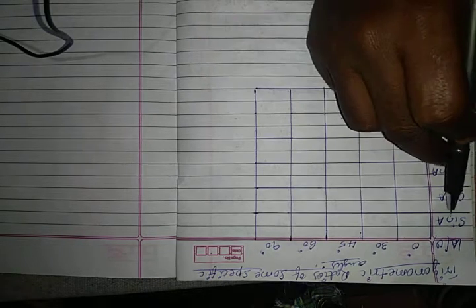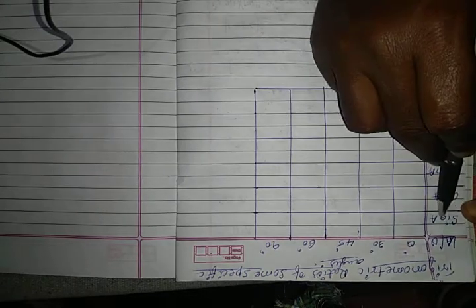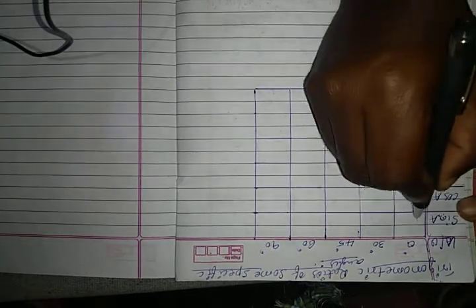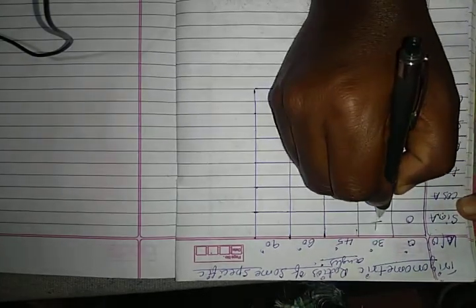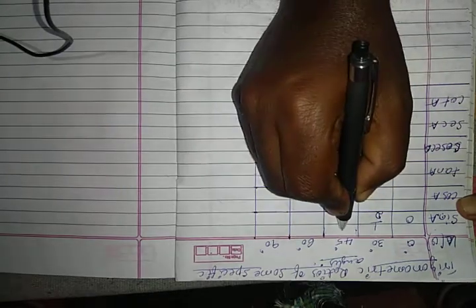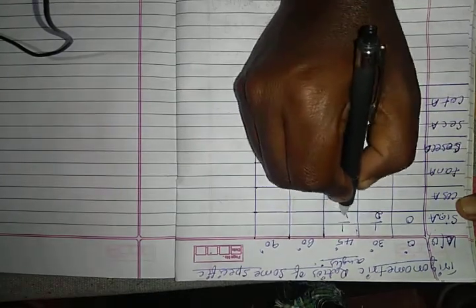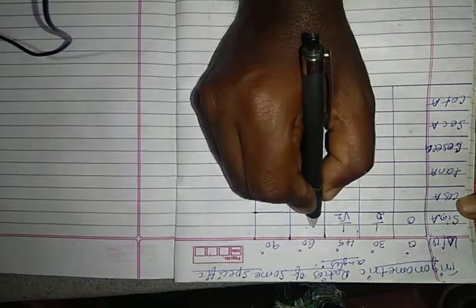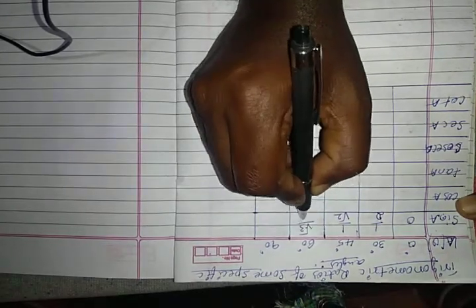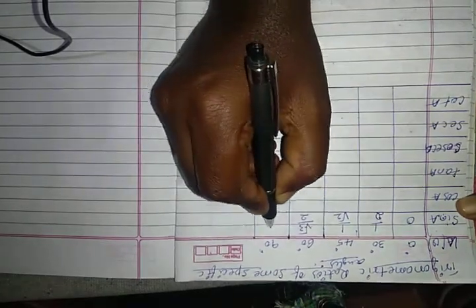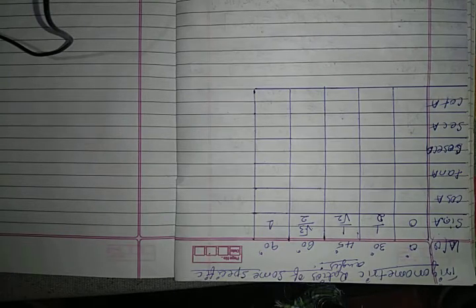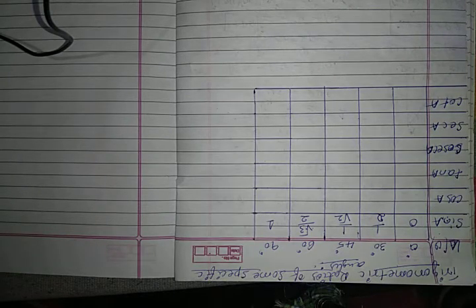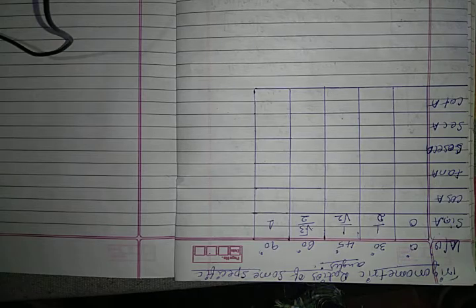So first, the value of sin. Sin 0 is 0, sin 30 is 1 by 2, sin 45 degree is 1 by root 2, sin 60 degree is root 3 by 2, and sin 90 degree is 1. Very important. Sin 0 is 0, sin 30 is 1 by 2, sin 45 degree is 1 by root 2, sin 60 degree is root 3 by 2, sin 90 is 1.